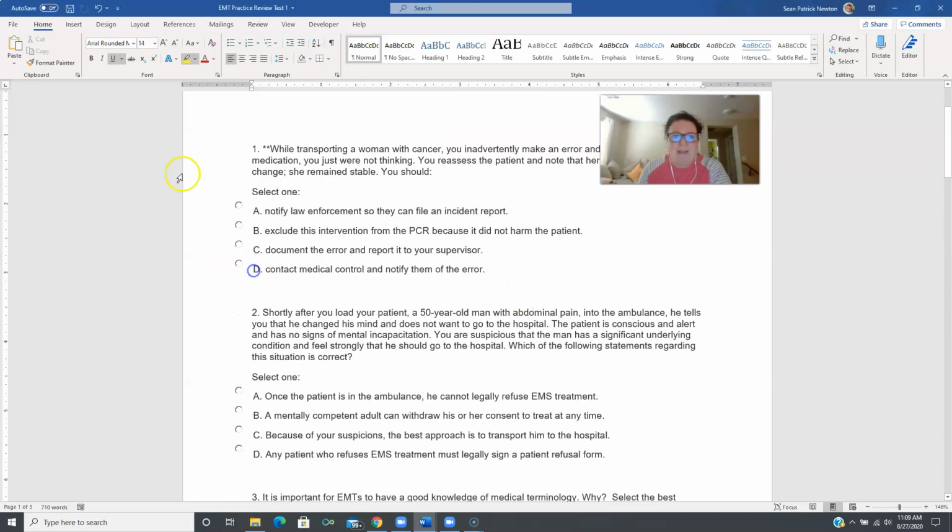So the correct answer is contact medical control and notify them of the error.